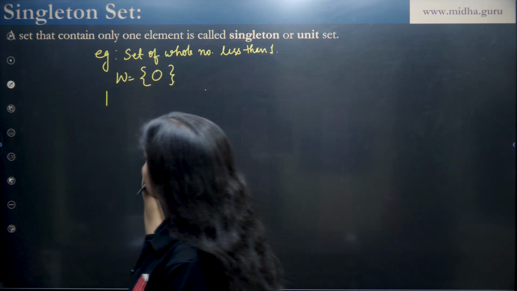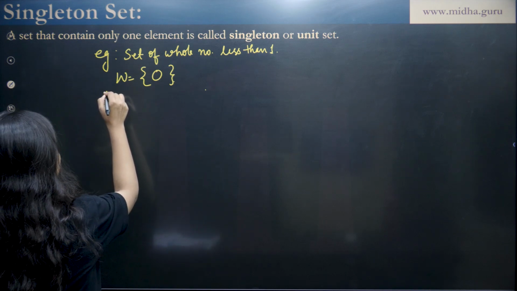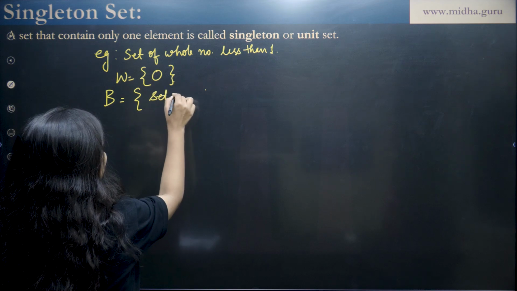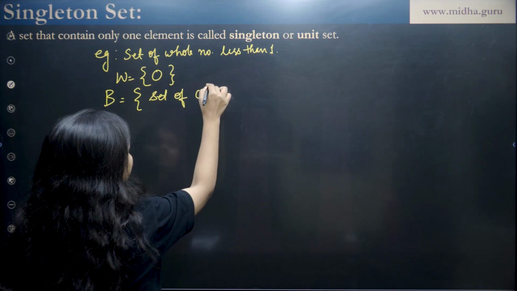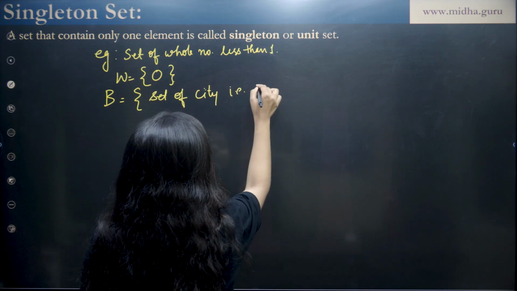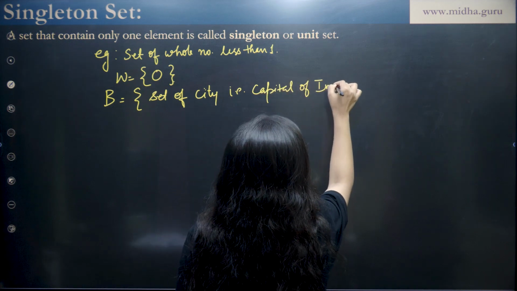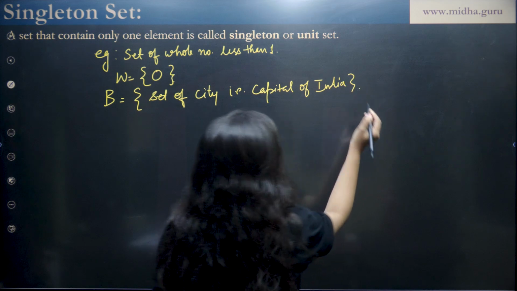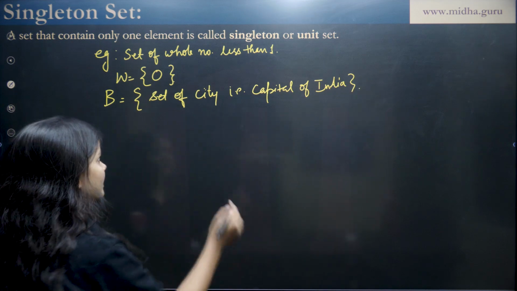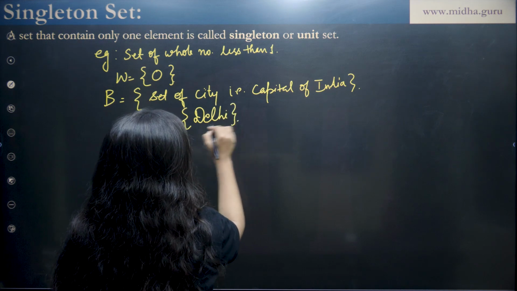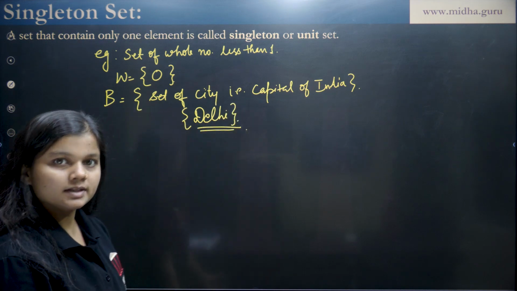Let us take one more example, B. The set of cities that is the capital of India. The capital of India is only one city, that is Delhi. So it is also an example of singleton set.